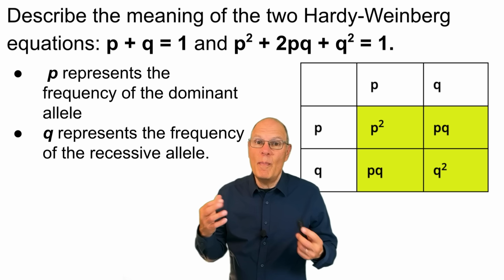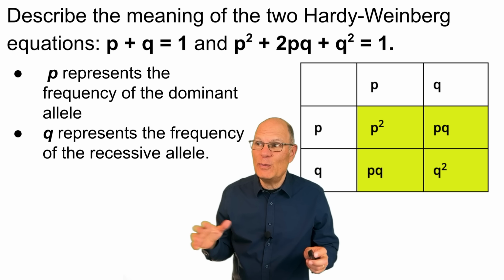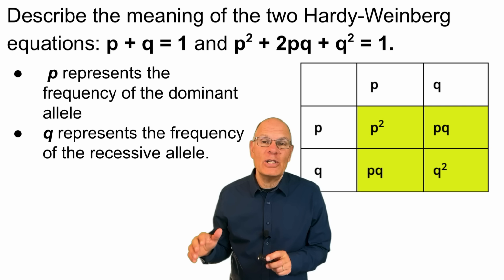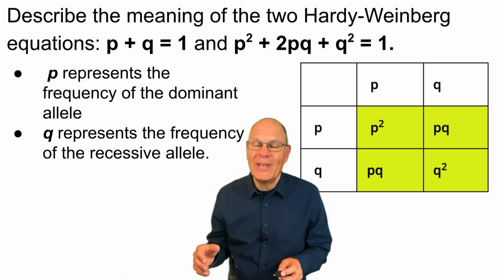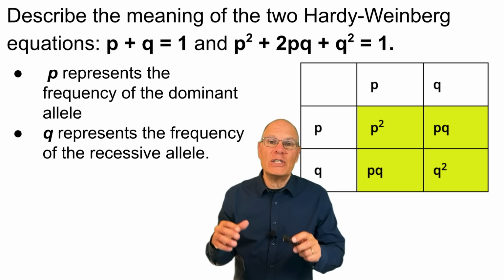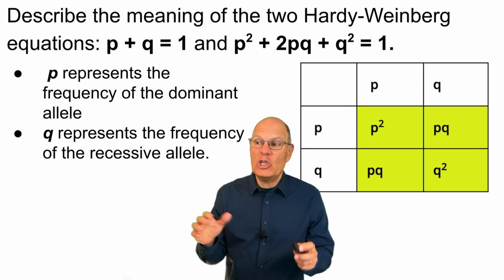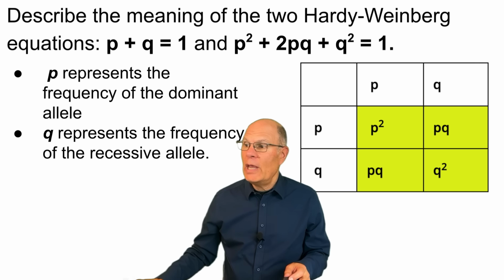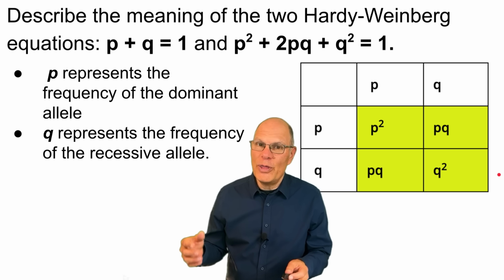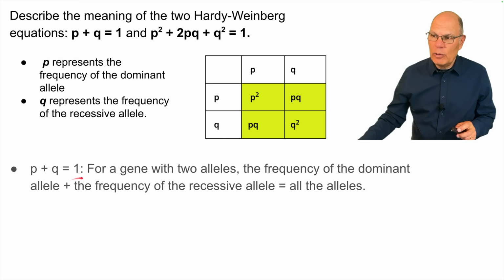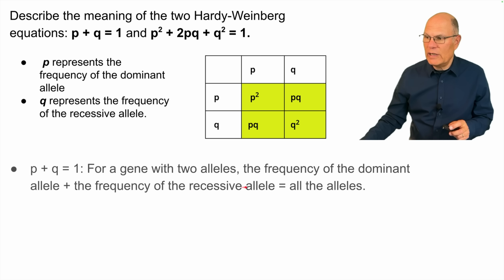Population genetics is one of the more mathematical parts of the AP curriculum, and it's built around two equations, p plus q equals 1 and p squared plus 2pq plus q squared equals 1. In this system, p represents the frequency of the dominant allele, and q represents the frequency of the recessive allele. If you load p plus q into a Punnett square, the whole thing makes a lot more sense. p plus q equals 1 means that for a gene with two alleles, the frequency of the dominant allele and the frequency of the recessive allele equals all the alleles. p plus q equals 1.